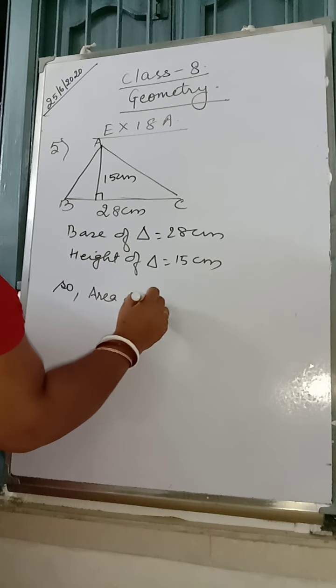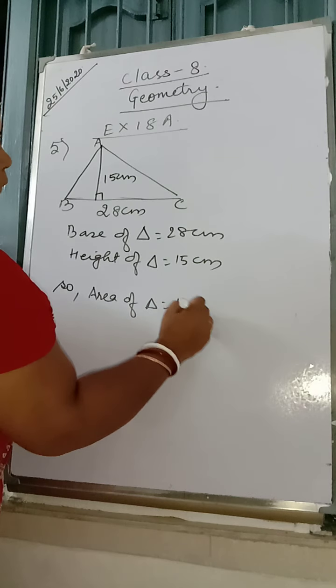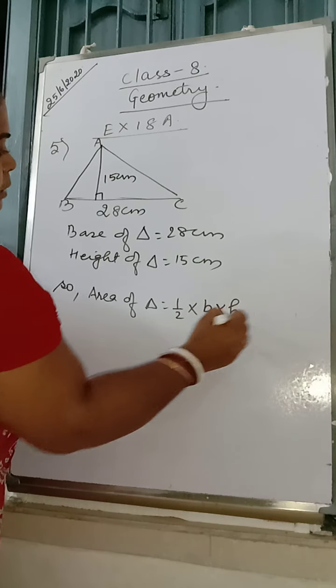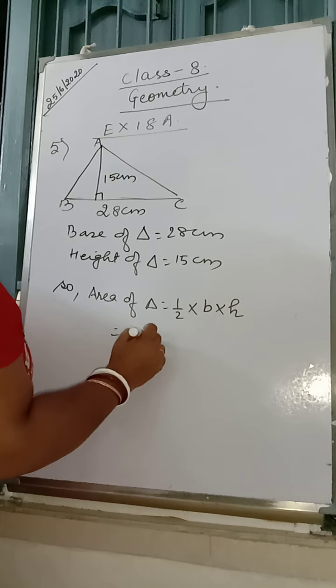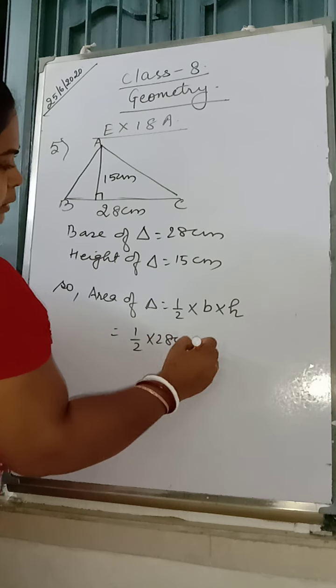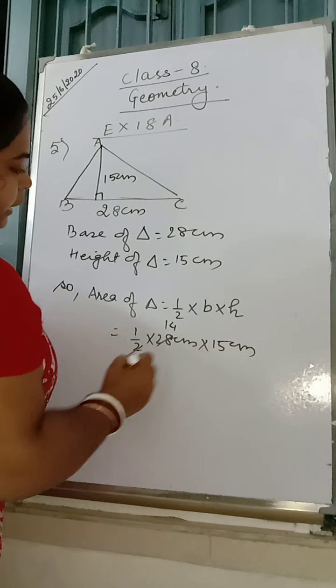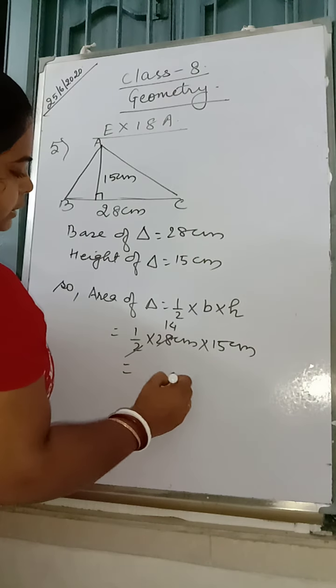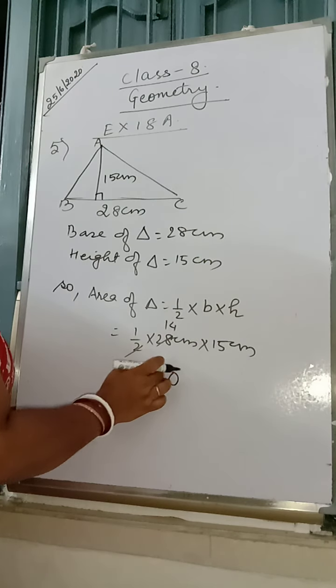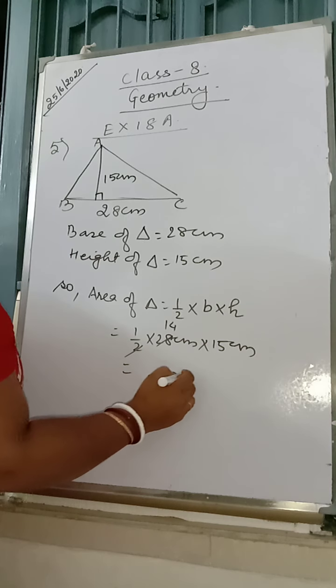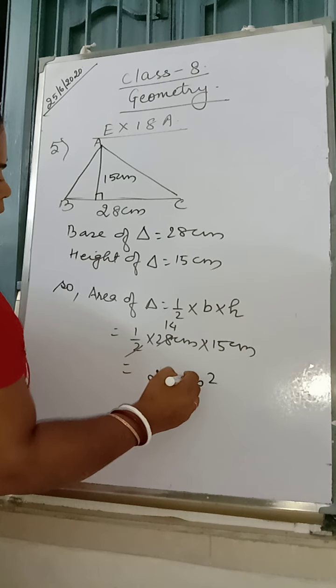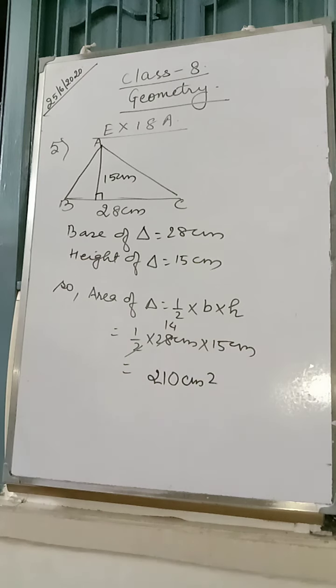So area of triangle is equal to half into base into height. So half into 28 centimeter into 15 centimeter. 2 14s are 28. So this gives you 15 4s are 60. 15 ones are 15 and 6 21 centimeter square. The area will be 21 centimeter square.